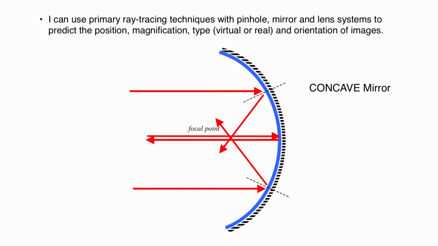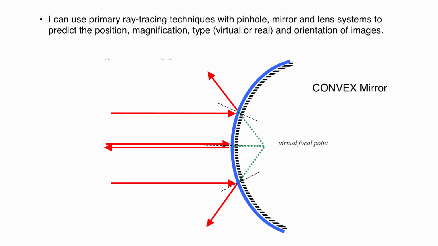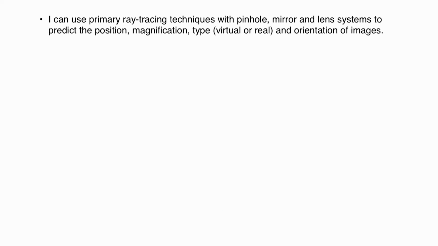Mirrors can also create focal points. A curved mirror, in this case a concave curved mirror, can send all light that's incident on it into certain locations. And a convex mirror does the same thing as a concave lens. The light rays all sort of spread out and only appear to come from a specific point in space.